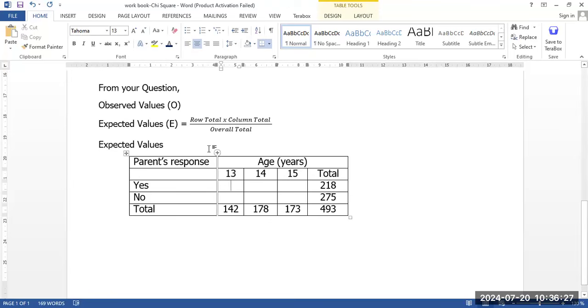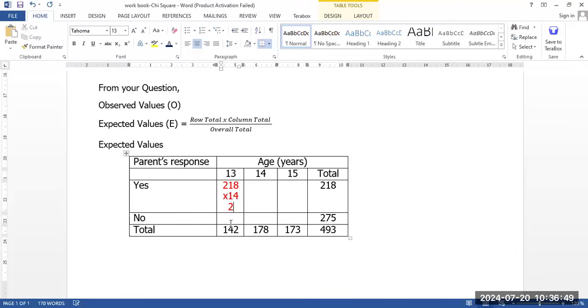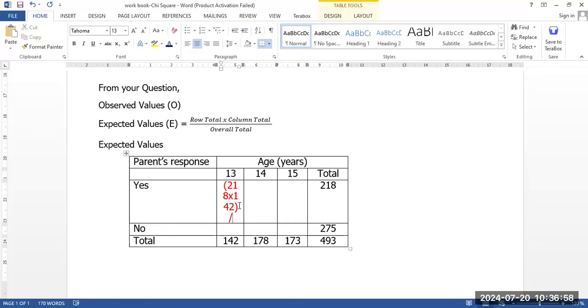How are you going? Just follow the formula. We are saying row total. What is your row total? It is this one, 128, 218. Then we multiply by the column total, which is 142. Then the answer we get, we divide by the overall total, which is this one.